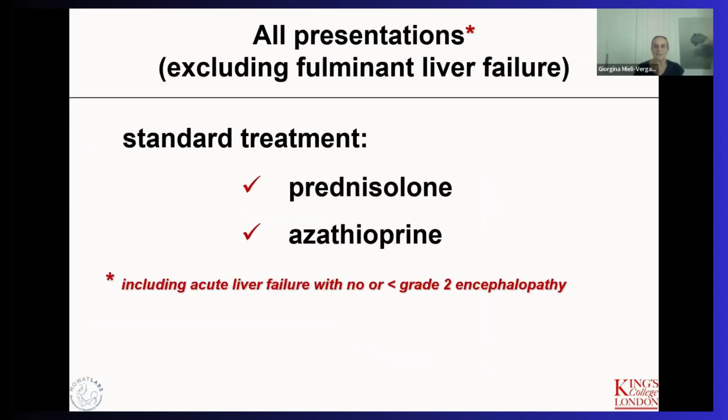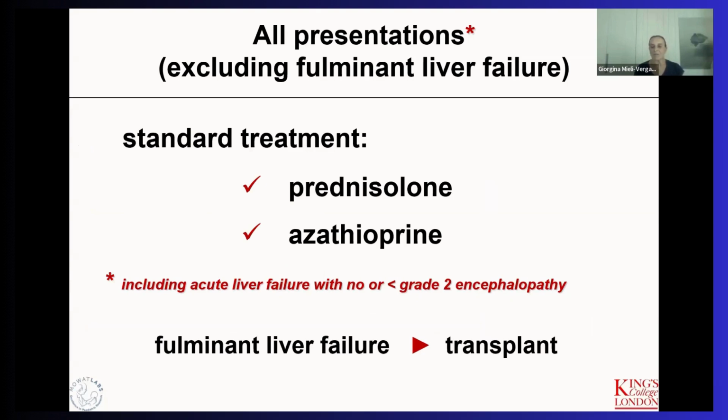The standard treatment for all presentations is prednisolone and azathioprine, or without azathioprine, and this really includes all presentations, including acute liver failure with no or less than grade 2 encephalopathy. If the patient presents with more than grade 2 encephalopathy with fulminant liver failure, usually they do not respond. It's worthwhile trying, but they do not respond to treatment, and they require transplantation.